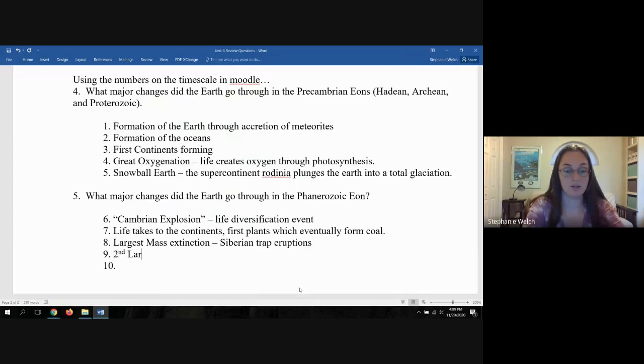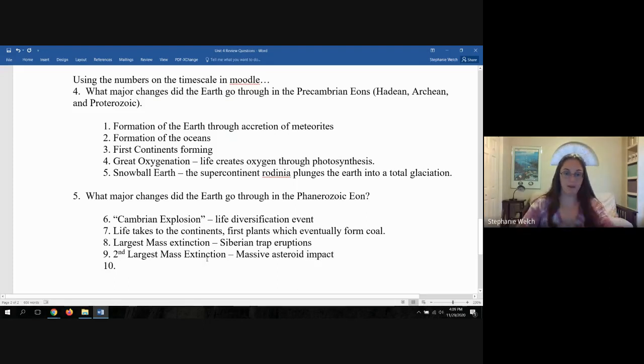this second largest extinction. Massive asteroid impact. So we had a massive asteroid impact or large meteorite. Those terms are almost interchangeable at some point.